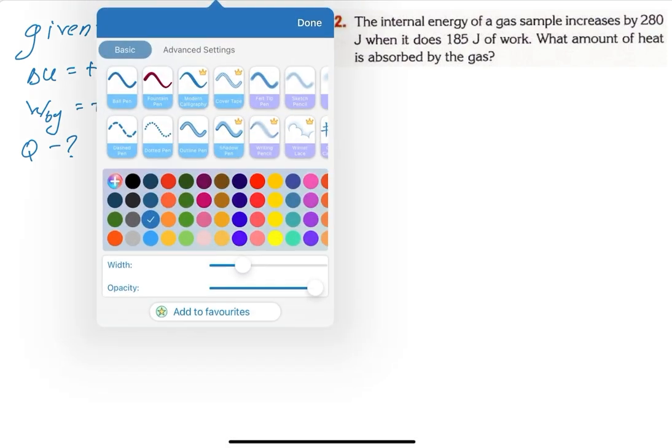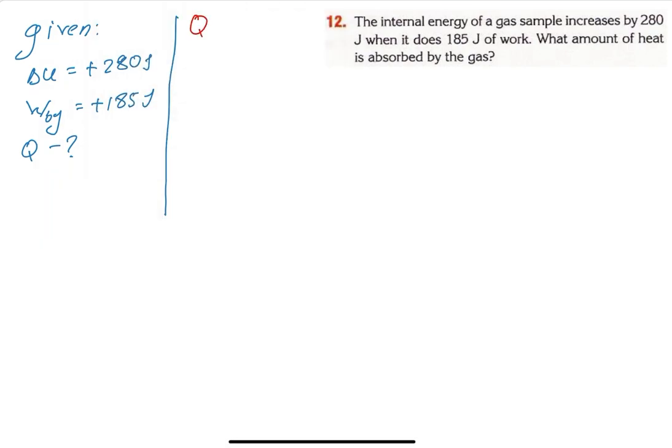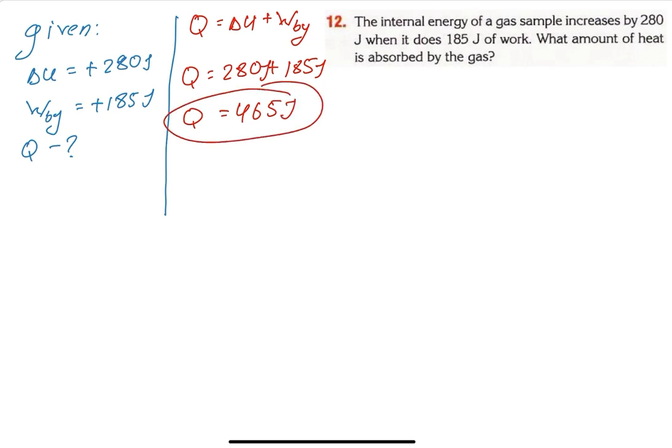Here we have to apply the first law of thermodynamics, which states heat given to the system can be spent to increase the internal energy of the gas and to do a mechanical work. So here Q will be equal to 280 plus 185 joules, yeah? So Q will be equal to 465 joules of energy transferred to the system.